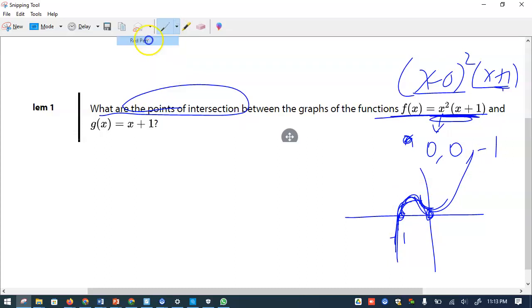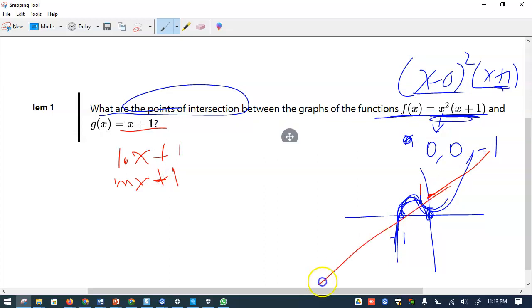And if you see the second equation is x plus 1, it means maybe this is 1. It is a line, 1 times x plus 1, mx plus b, where it begins at the y-intercept here and takes a line like this. So we want to know where they cross.